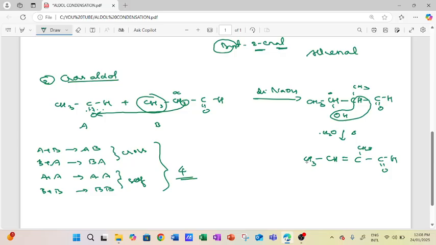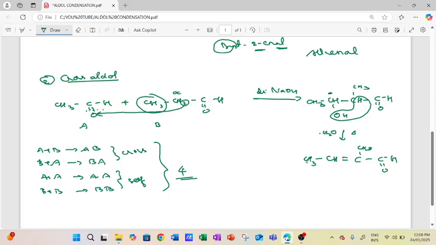Why? Because this is the alpha carbon. There are two alpha carbons in this case. Both alpha carbons have the same priority. So one hydrogen will be leaving from there to here. We get CH3-C single bond OH, H. Rest is CH2-C double bond CH3.